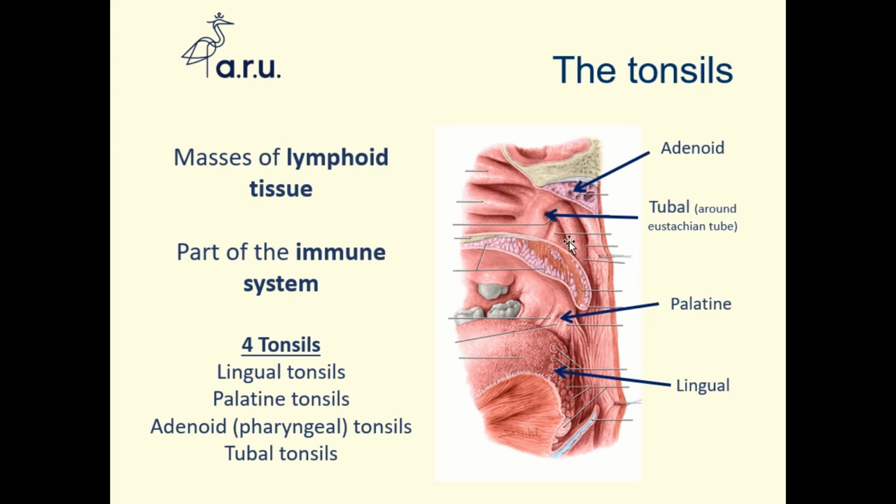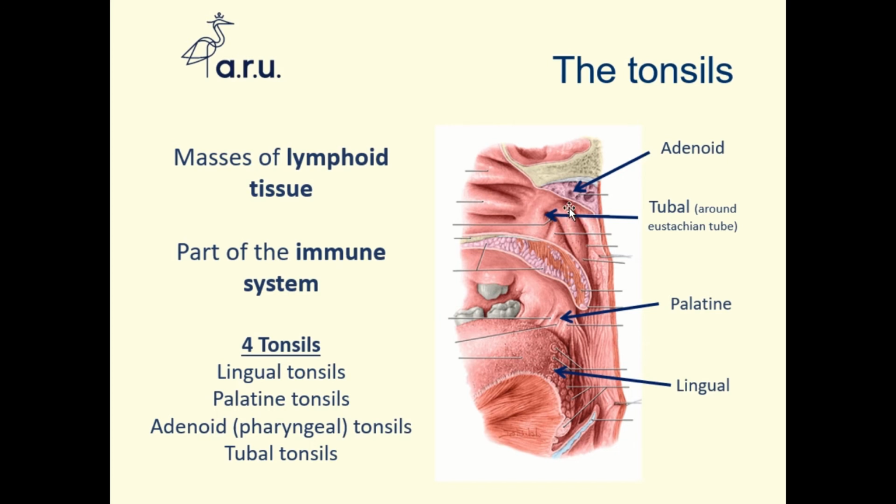Then if we go a little bit higher up, we're looking at the lateral wall of the nasopharynx, which is characterized by this opening for the eustachian tube. Remember, the eustachian tube is the connection between the nasopharynx and the middle ear cavity. The tubal tonsils are situated close to the eustachian tube.